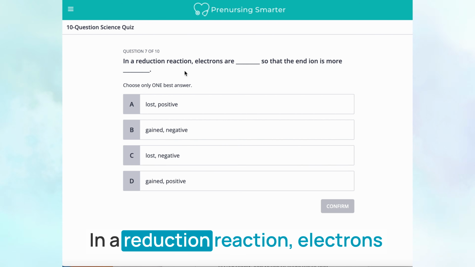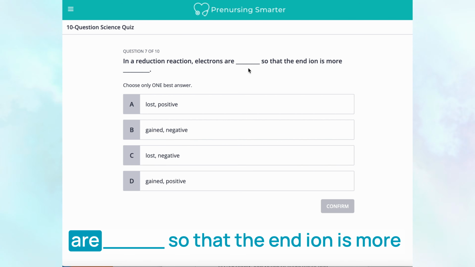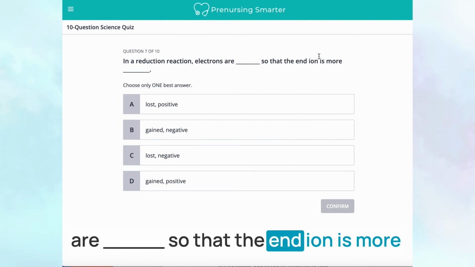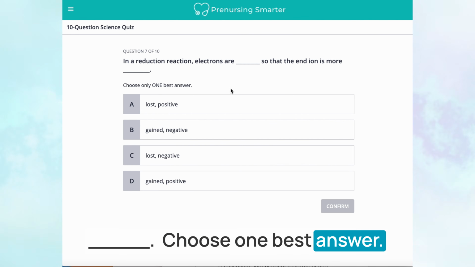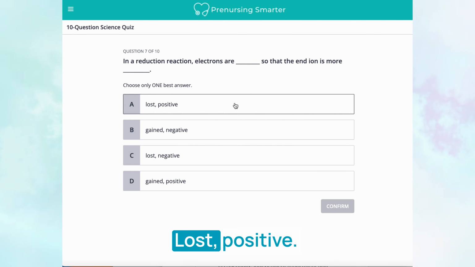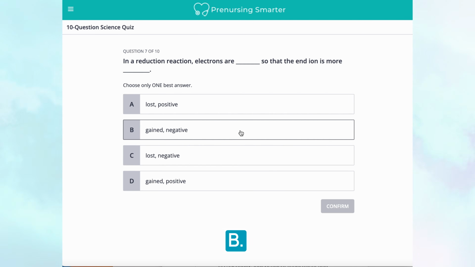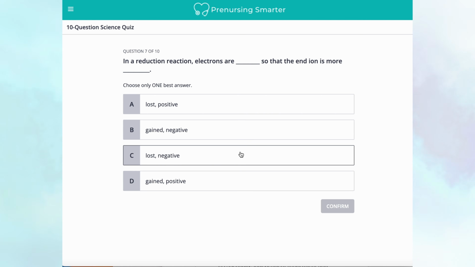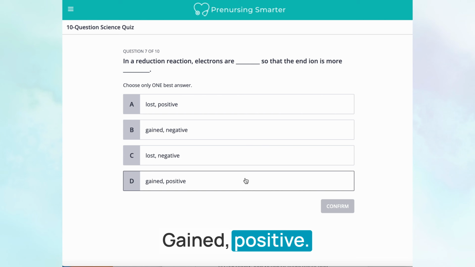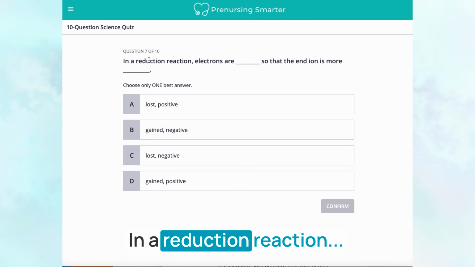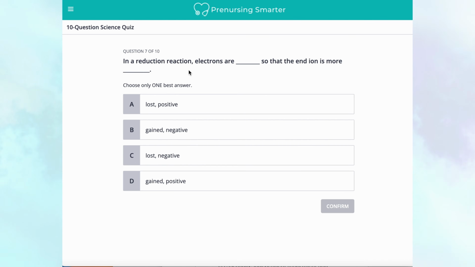Question 7. In a reduction reaction, electrons are blank so that the end ion is more blank. Choose one best answer. A, lost positive. B, gained negative. C, lost negative. D, gained positive.